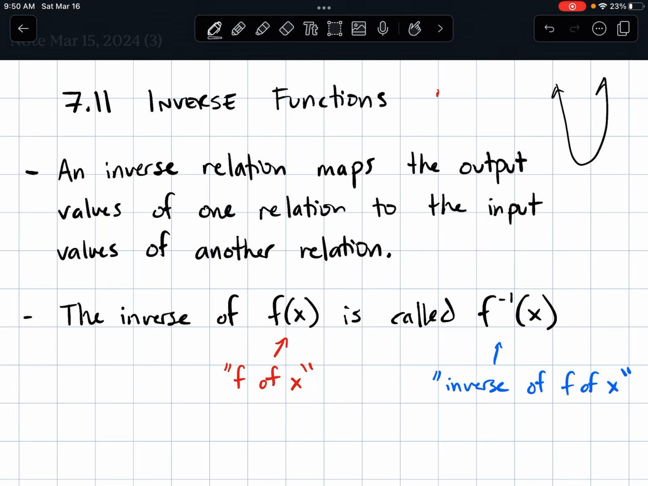We know parabolas like this are functions because it does pass the vertical line test, only crosses once there. So again, when I'm talking about a function, I'm talking about something that passes the vertical line test. If we're talking about a relation, the relation doesn't necessarily have to pass the vertical line test, okay? But again, all we're saying here is that the output values, that's my y values, map to the input values, those are my x values, of another relation, okay? So basically, we're switching the x and the y values.